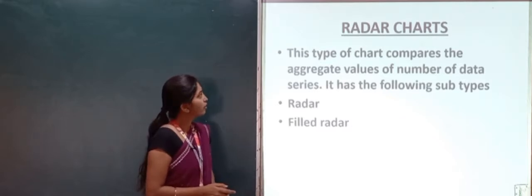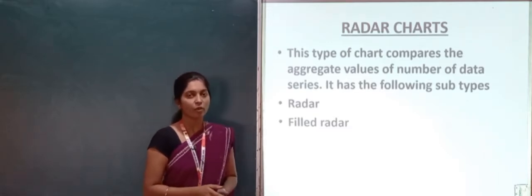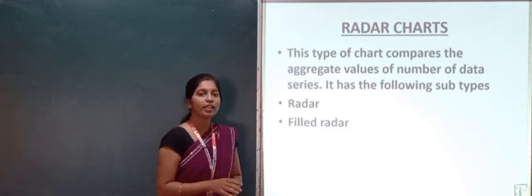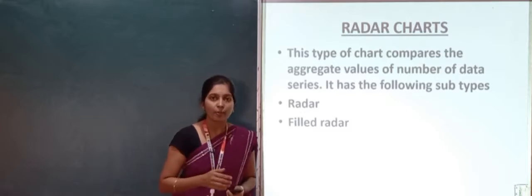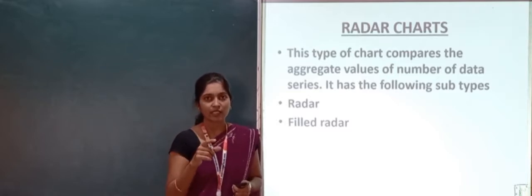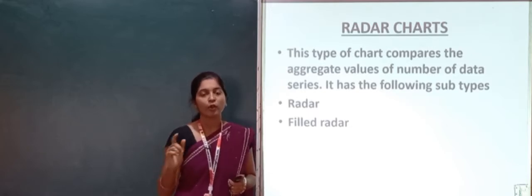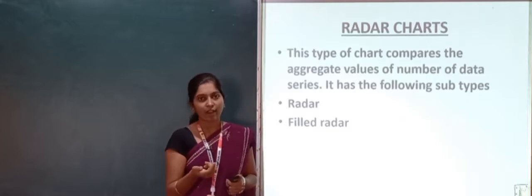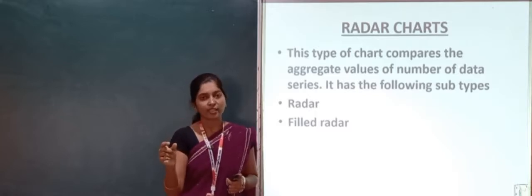In that we will discuss the radar chart. Okay, this type of chart compares the aggregate values of numbers of data series. So in this particular type of chart, what it does is it will make the aggregate values of data series and then it compares the values of those data series. First it will convert the data series values to its aggregate value and then it compares to the other data series.